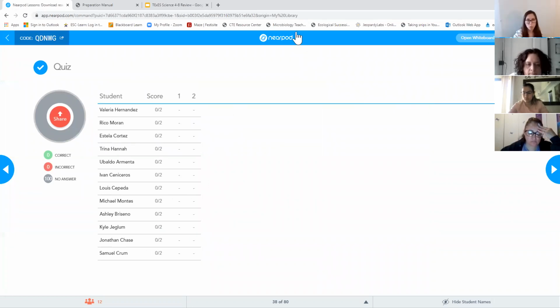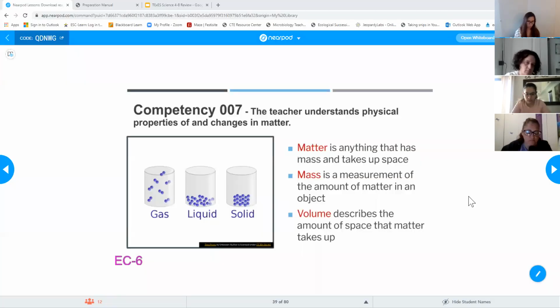Okay, so let's try some more practice questions. Competency number 7 is going to deal with the physical properties of and changes in matter. This one's focusing mostly on physical properties. Matter is anything that has mass and takes up space. And again, this competency is dealing with chemistry, okay?